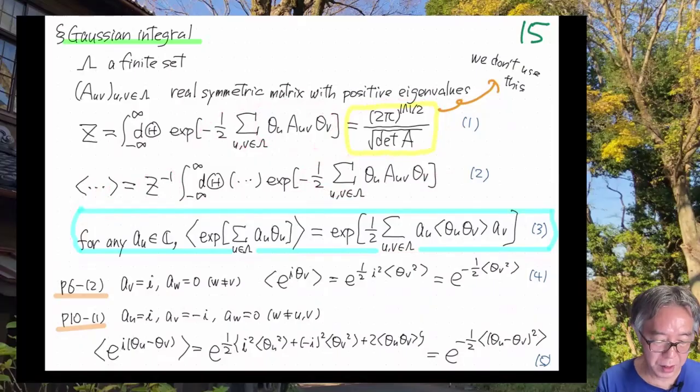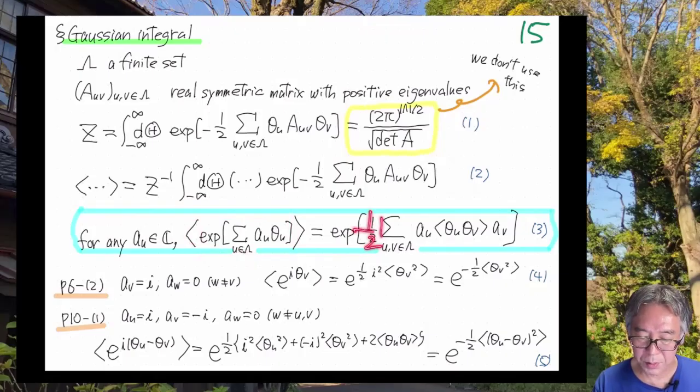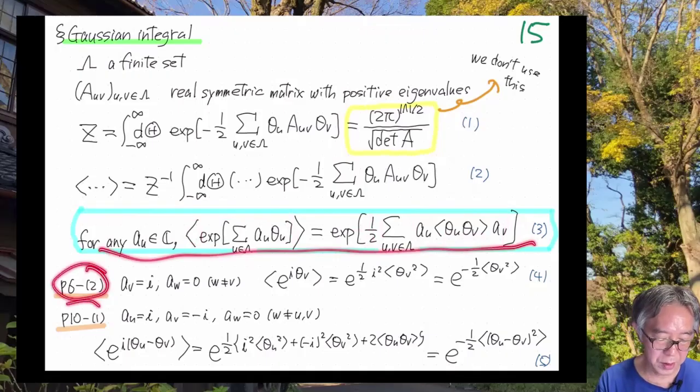Then I argue that we have this equality for any complex constants AU. So again, this is actually the most general equality corresponding to these things. Here you have a random variable, and here you have the average of this quantity. Then we claim that this is exactly equal to the exponential of 1/2 of the sum of this thing, and here you have this 2-point correlation function. Once you prove this, then it's easy to justify these things.